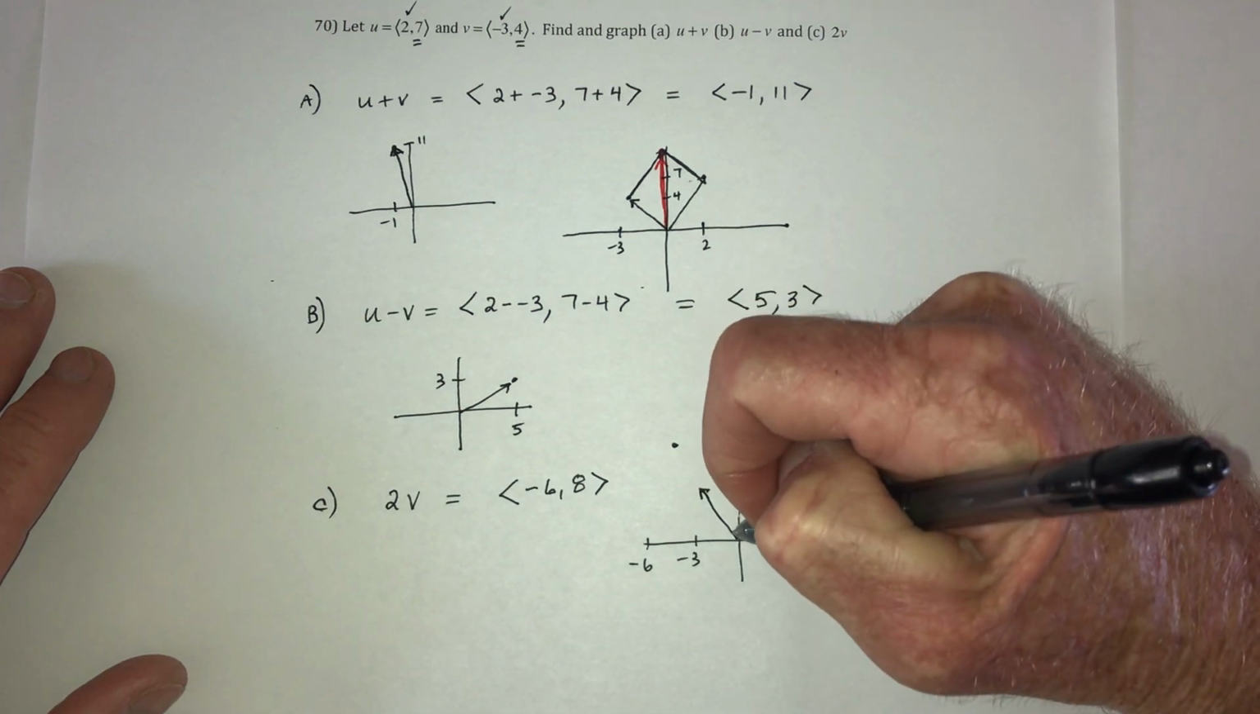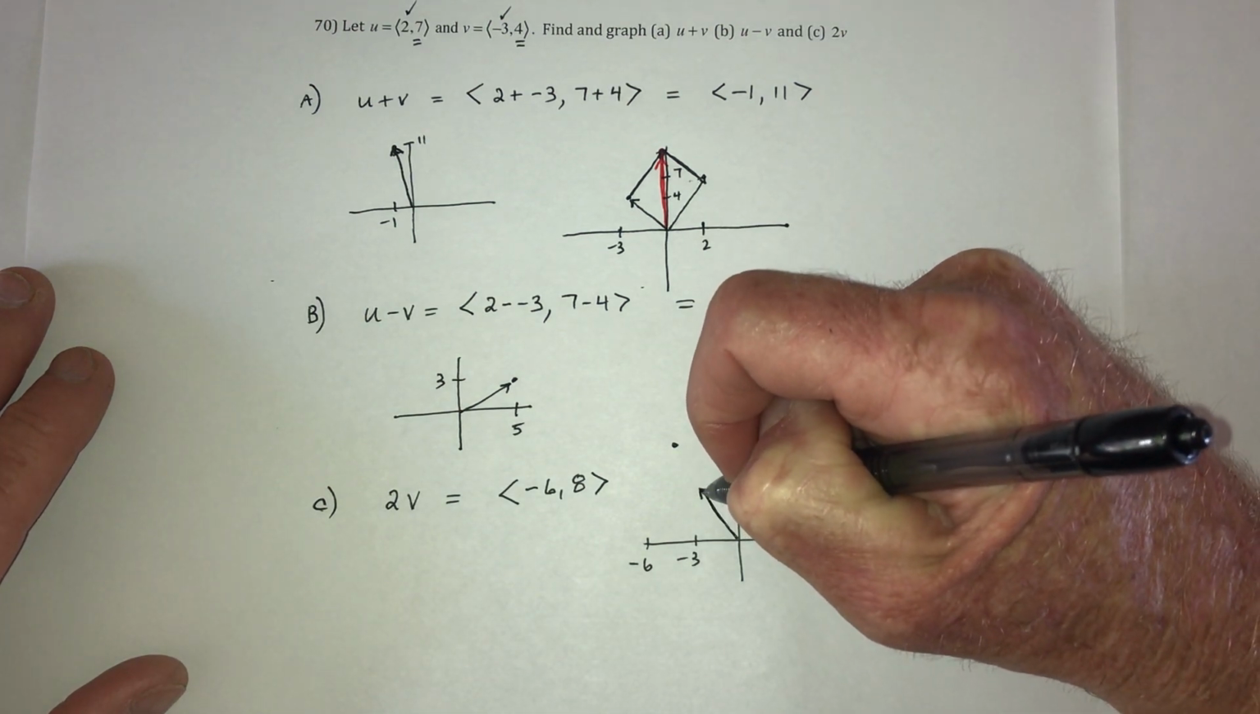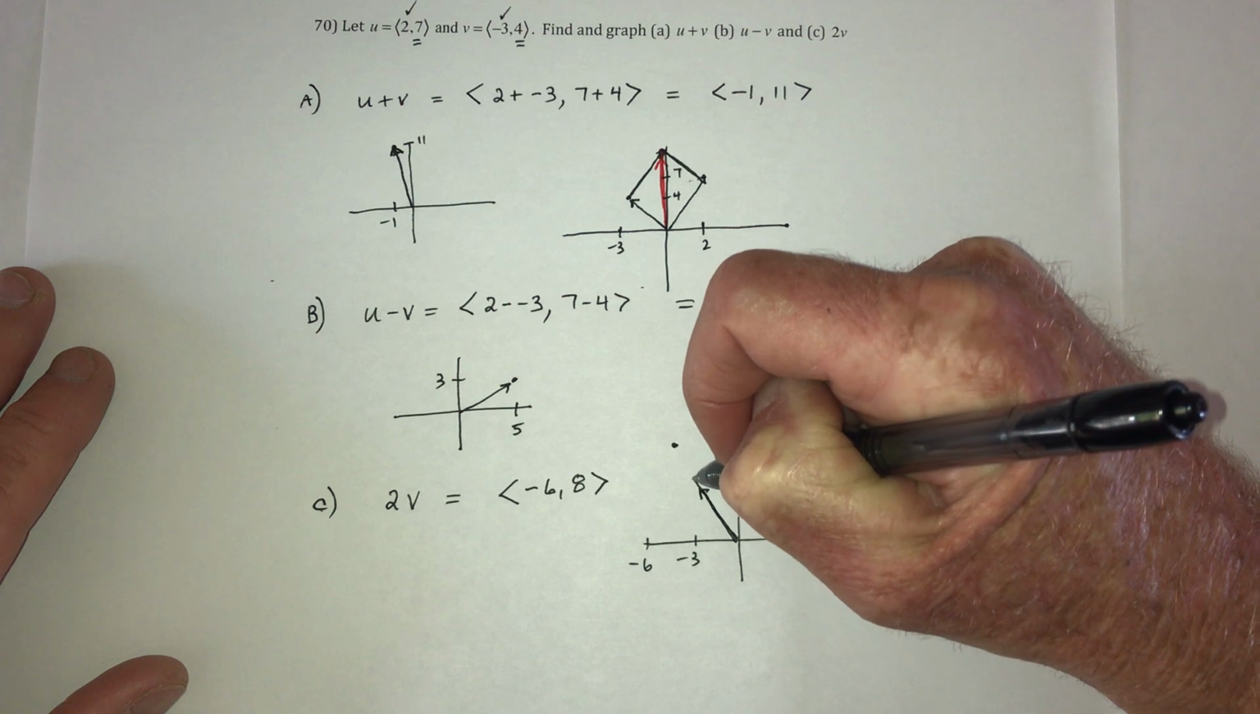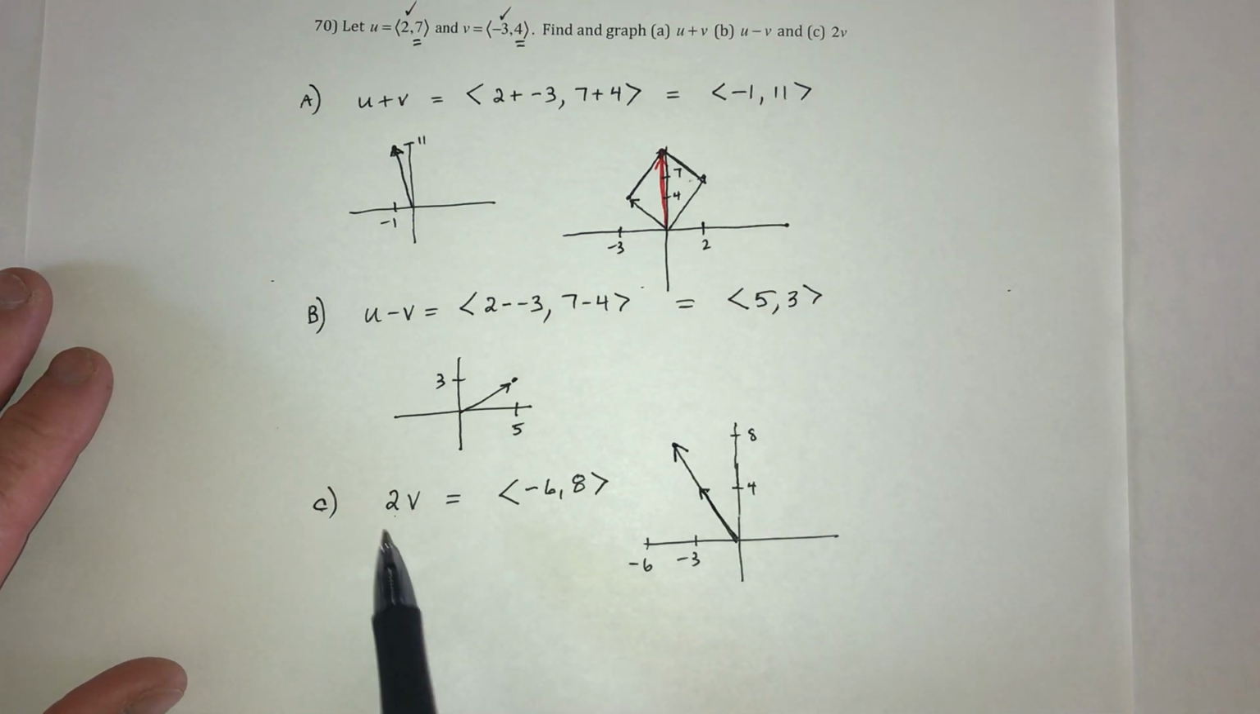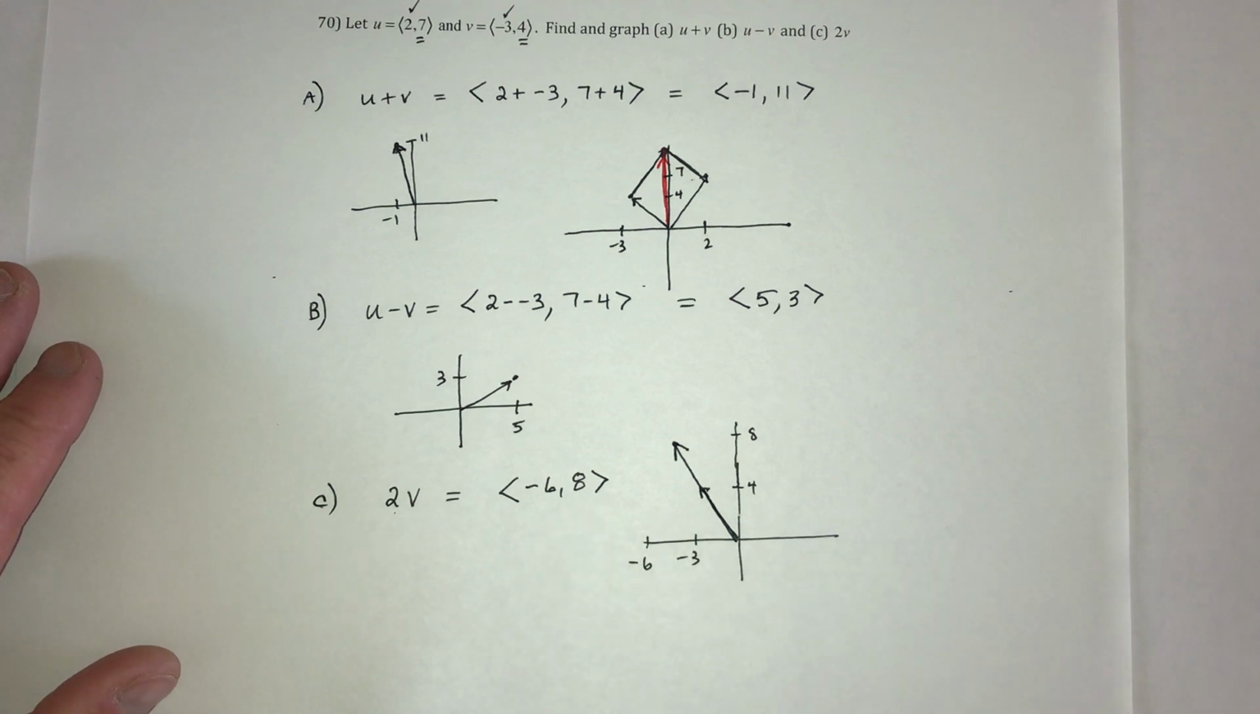And basically what that does is it makes the same vector, at least the same direction, but now it's twice as long. So by putting a 2 in front, it still goes the same direction, but it's twice as long.